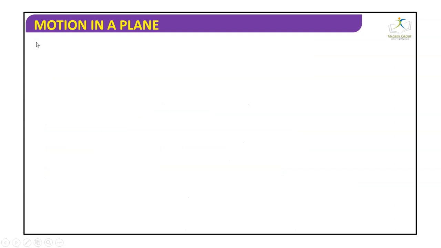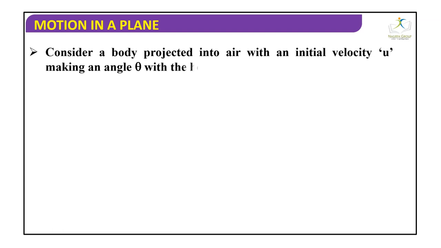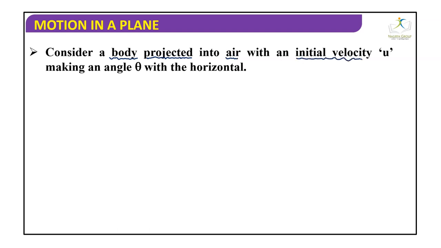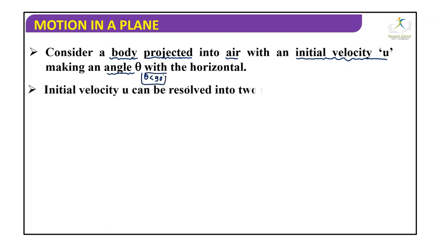Moving ahead, consider a body which is projected into the air with an initial velocity u, making an angle theta which is less than 90 degrees. Keep in mind, the initial velocity u can be resolved into two rectangular components: one is the vertical component, and the second is the horizontal component.